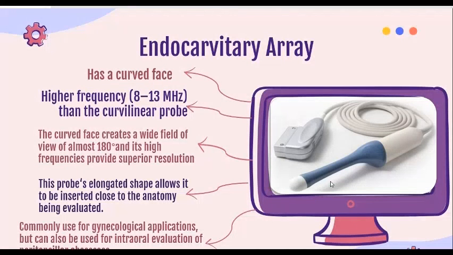Okay, next, intracavitary array. It has a curved face and it also has higher frequency, which is 8 to 30 MHz, than the curvilinear probe. The curved face creates a wide field of view of almost 180 degrees and its high frequency provides superior resolution. This probe's elongated shape allows it to be inserted close to the anatomy being evaluated. It is commonly used for gynecological applications, but can also be used for intraoral evaluation of peritonsillar abscesses.